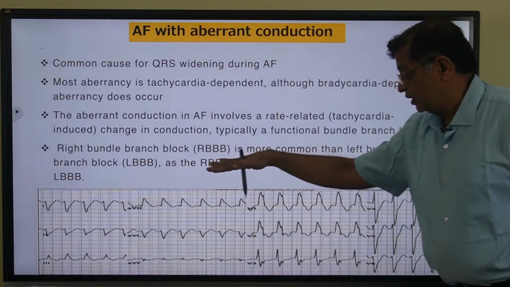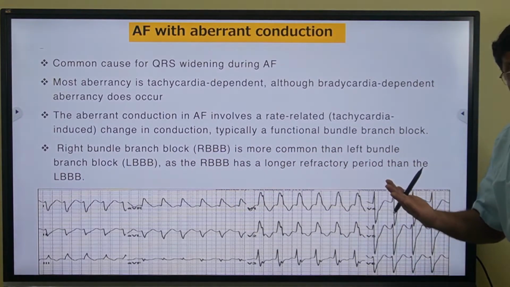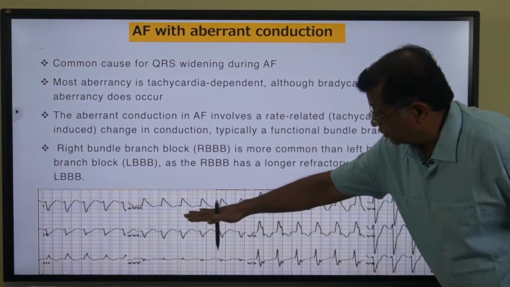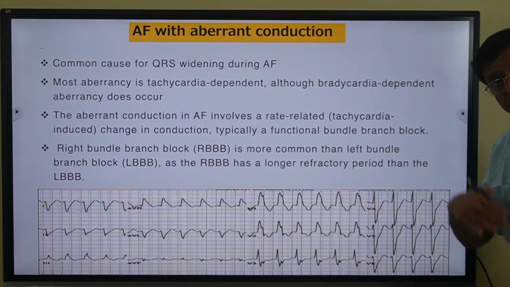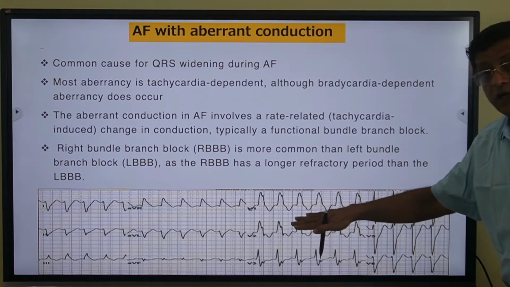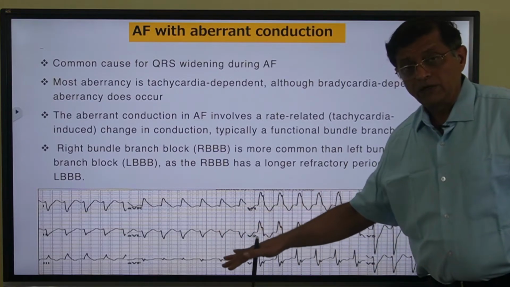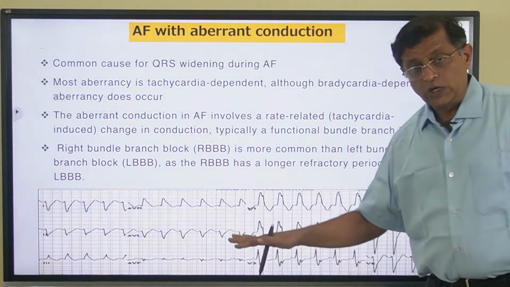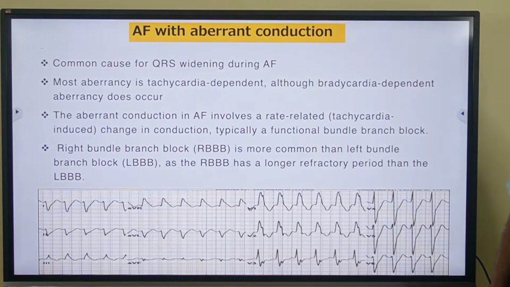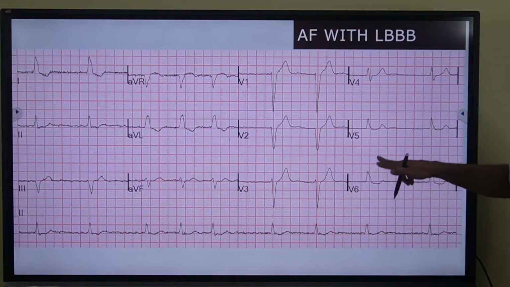If the rate is fast, the right bundle branch is refractory for a longer time because it takes a longer time to recover, right? So if the rate is very fast, before the next beat comes, the right bundle branch has not yet recovered, so the ECG shows a right bundle branch block pattern. That is called rate dependent, because whenever the rate is slowed down, the RBBB will vanish. So that is called rate dependent RBBB aberration. This is a patient with atrial fibrillation who also has a left bundle branch block pattern.